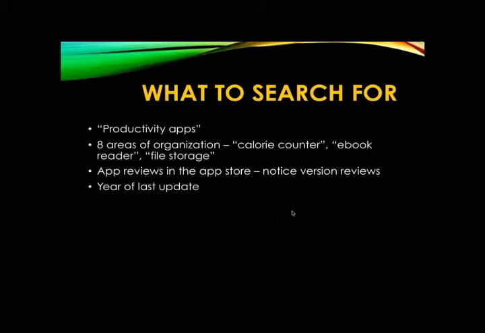All right, you're going to search for those. You're going to look at the reviews. You're going to look at the year of the last update. And what you're going to do is narrow it down to 2 or 3 different apps that you're willing to try out for a week. And this is exactly how I went about finding my to-do list app.